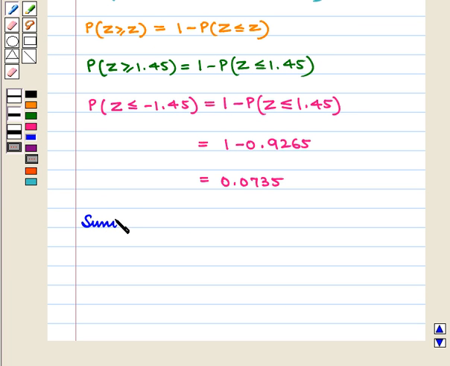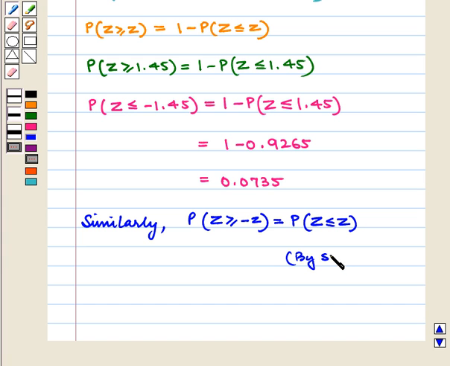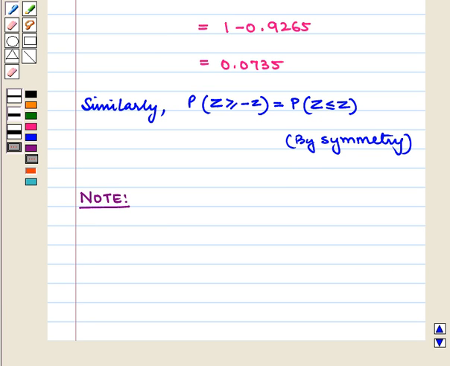Similarly, probability of random variable z greater than equal to minus z is equal to probability of random variable z less than equal to z by symmetry. We shall also note that probability of z greater than equal to 0 is equal to 0.5 and probability of z less than equal to 0 is equal to 0.5.